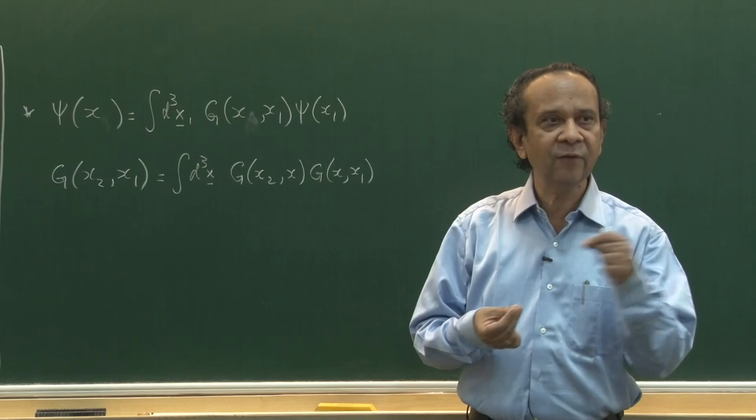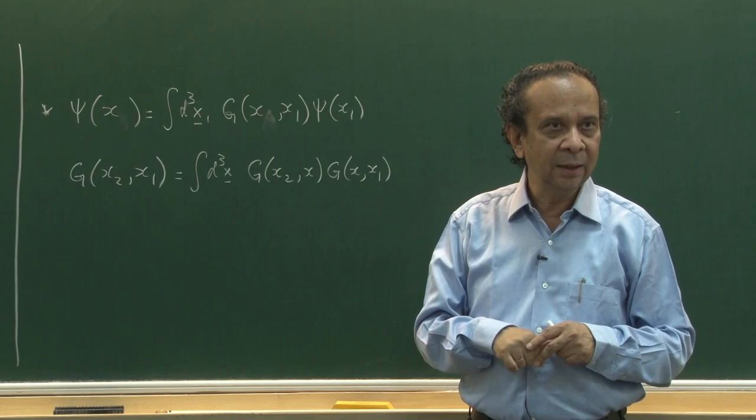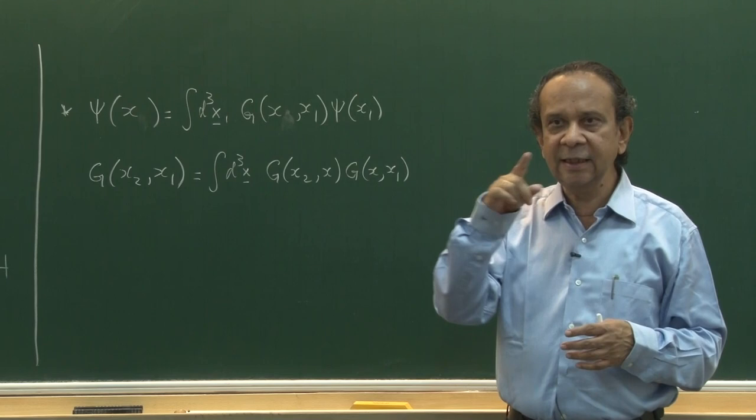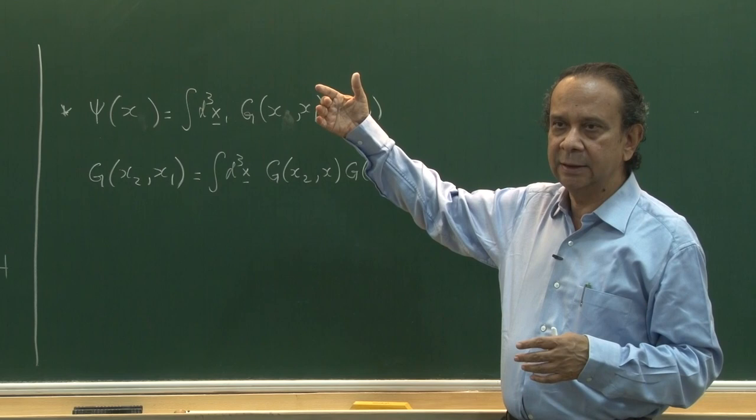We assume that there is a time ordering, that t1 is less than this in-between time t, which is less than t2. So it is propagating forward in time. Just to show this very clearly, you can assume that every g has a theta function, that for a positive argument it is 1. This quantity is non-zero when the time variable of this is larger than the time variable of this, but it is going to be 0 in the backward direction. Okay, that is just a notational convenience.